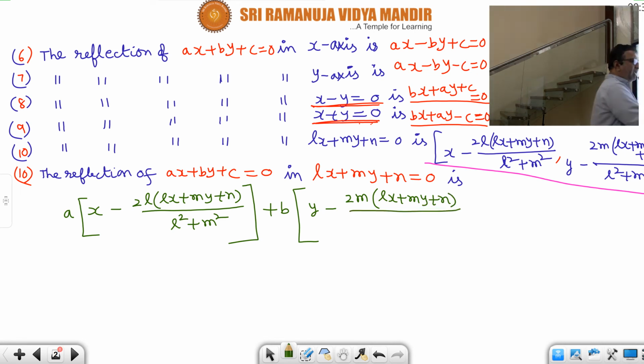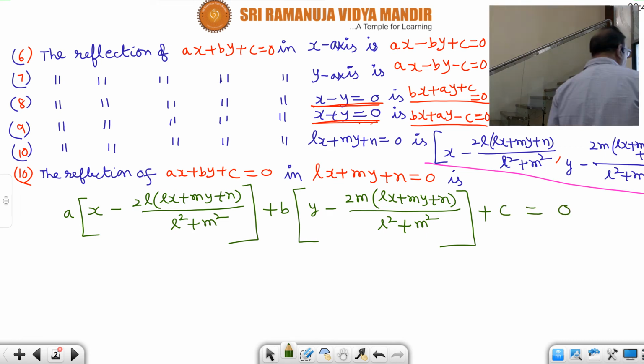So that is why I have calculated the point in the fifth formula. This is the reason why, because I want to substitute it here. Then you will get the answer easily for the 10th formula. So the fifth formula we will never use it, but the purpose is to get the 10th formula, that's all. Plus c is equal to 0.